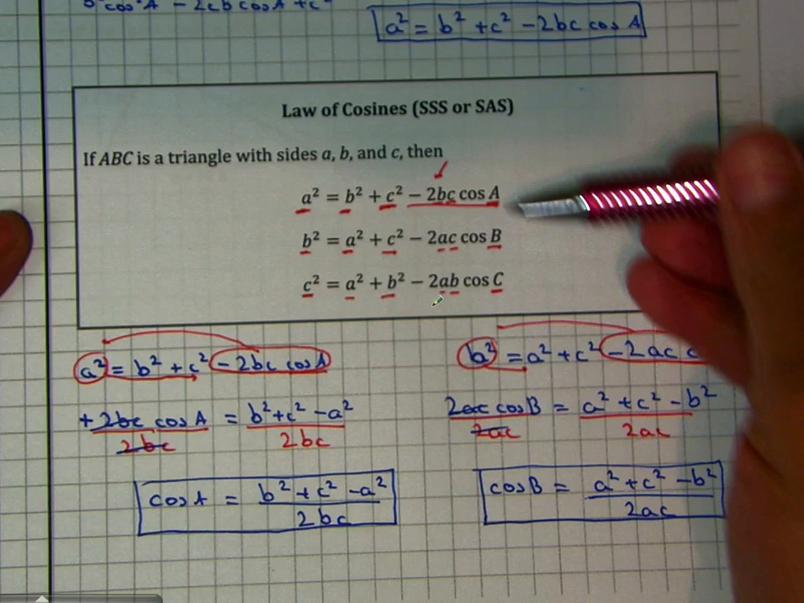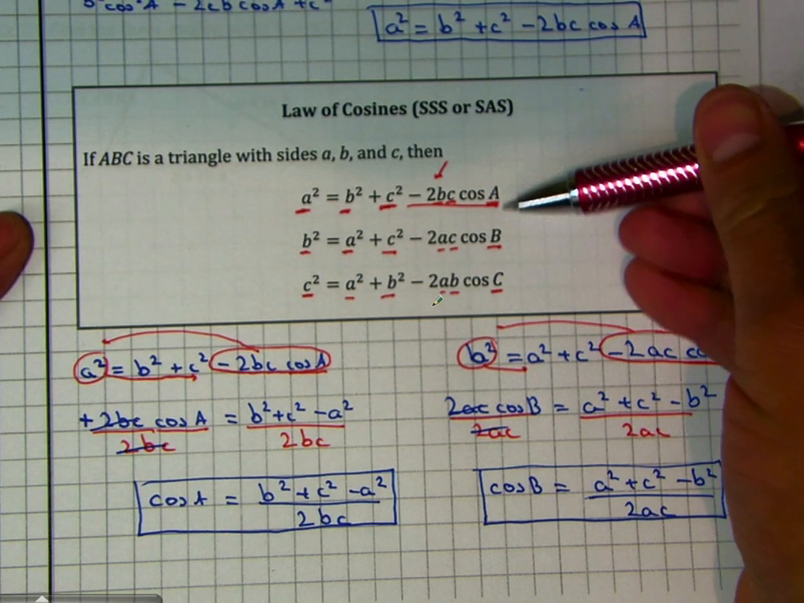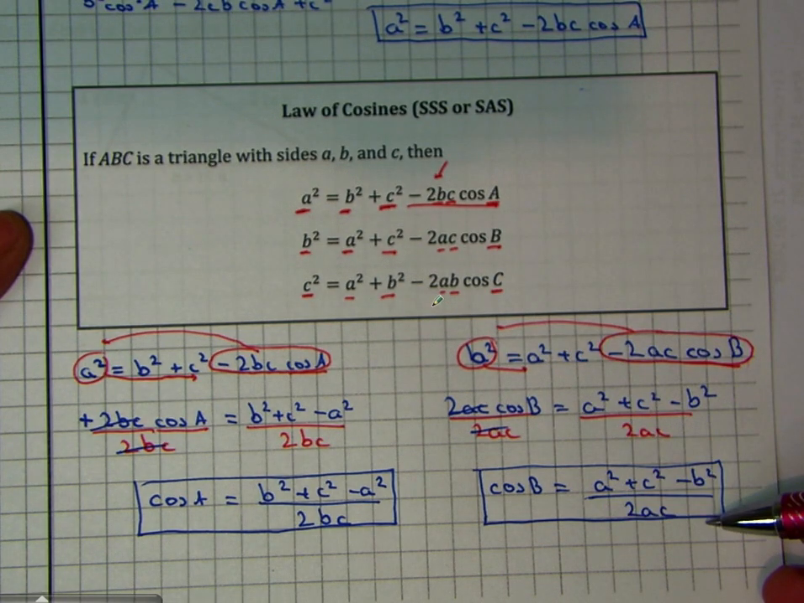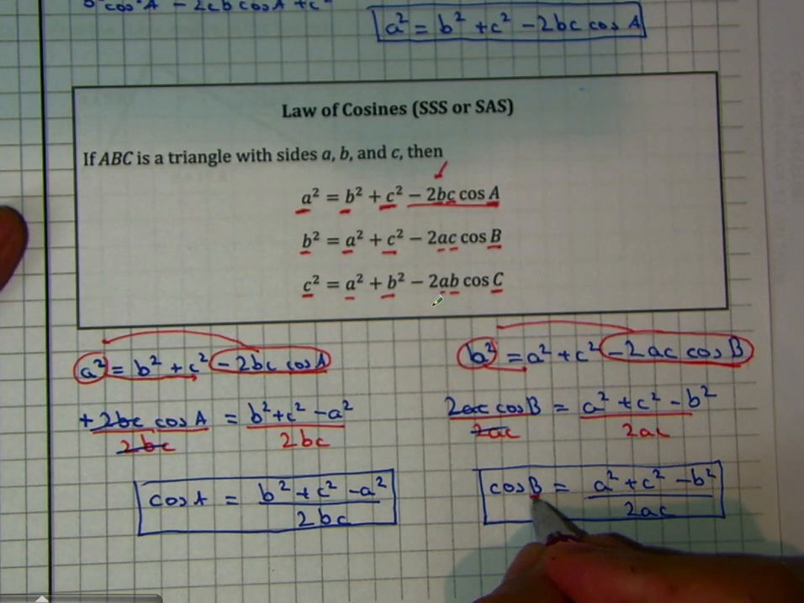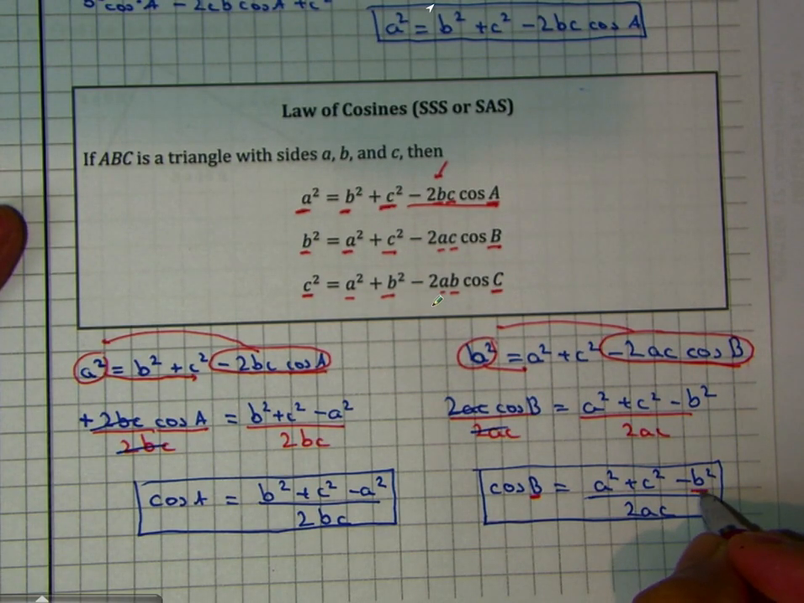So you want to be able to memorize these equations, and then you should be able to derive these ones if you need to. Otherwise, you just need to be able to memorize cosine of B: my B squared is negative, and the AC gets repeated.